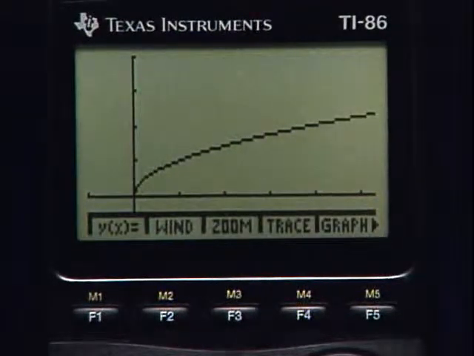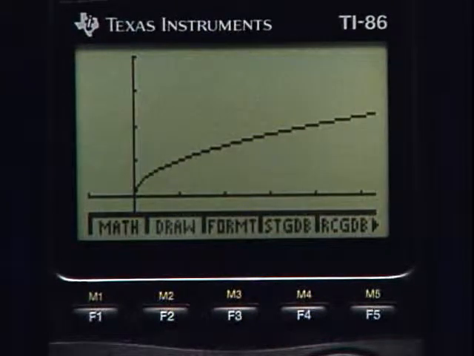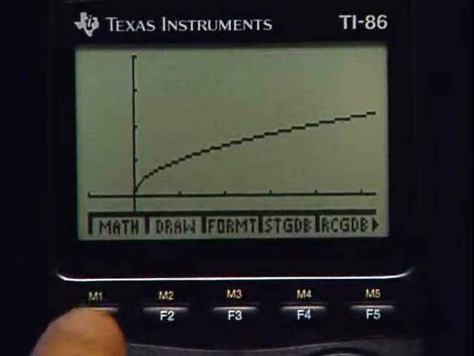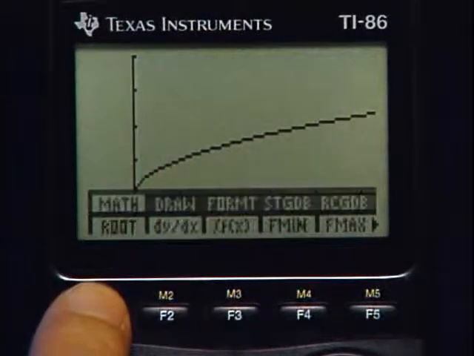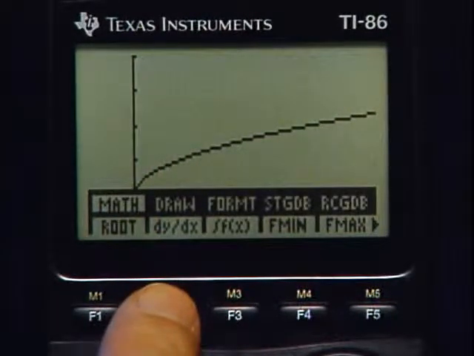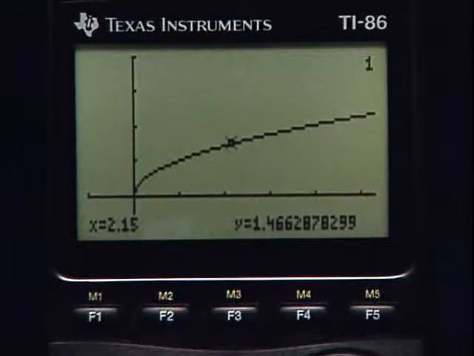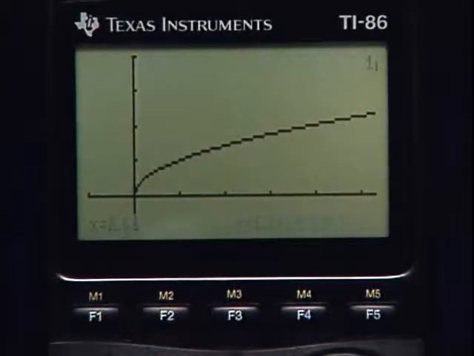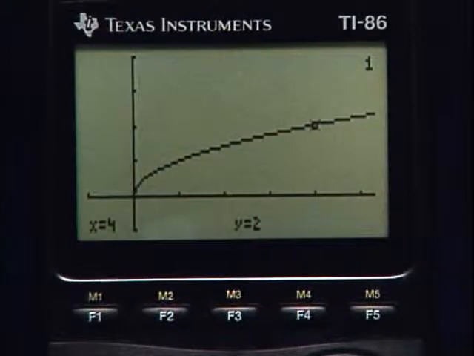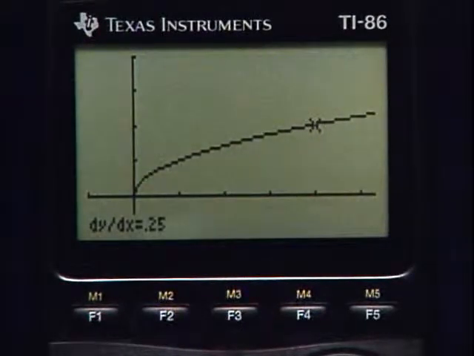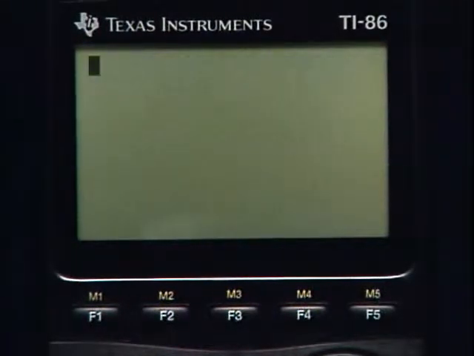And now I'm pressing more because I want some more information at the bottom of the screen. And it's the math menu I want to enter, so I'm pressing F1. And now I want dy/dx, so I'm pressing F2. And now once again, I just cursor to the spot that I want to find the derivative of. And it's over here at 4. And pressing enter, it gives me the derivative as we saw earlier with the TI-83. Well, let's exit out of here and look at the algebraic approach.